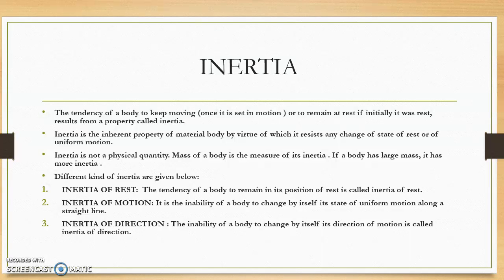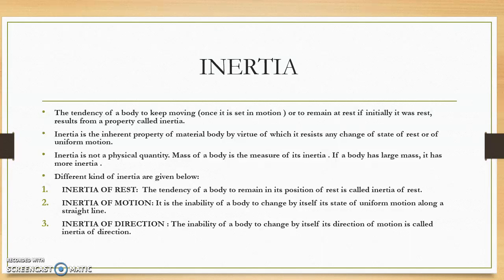There are different kinds of inertia which we will discuss below. They are of three types: inertia of rest, inertia of motion, and inertia of direction. First, we will see what is meant by inertia of rest. The tendency of a body to remain in its position of rest is called inertia of rest. Okay, this is simple. Inertia of motion: it is the inability of a body to change by itself its state of uniform motion along a straight line. That is called inertia of motion.